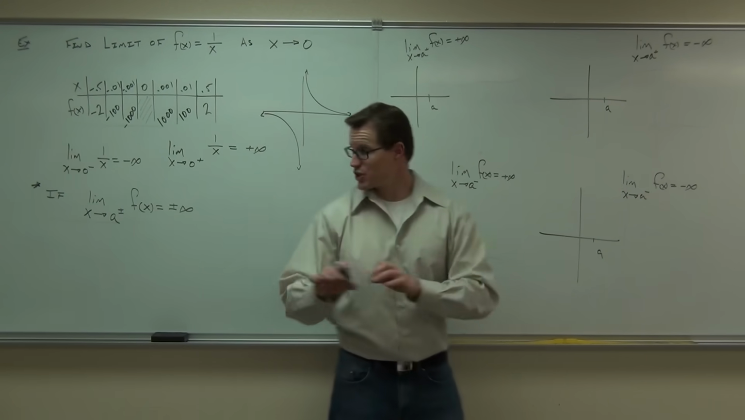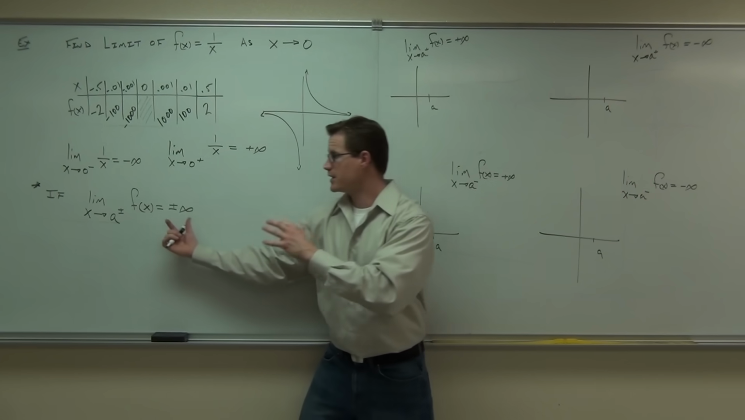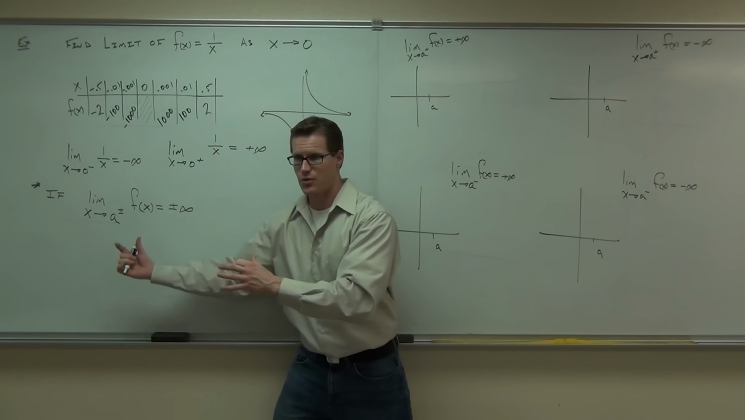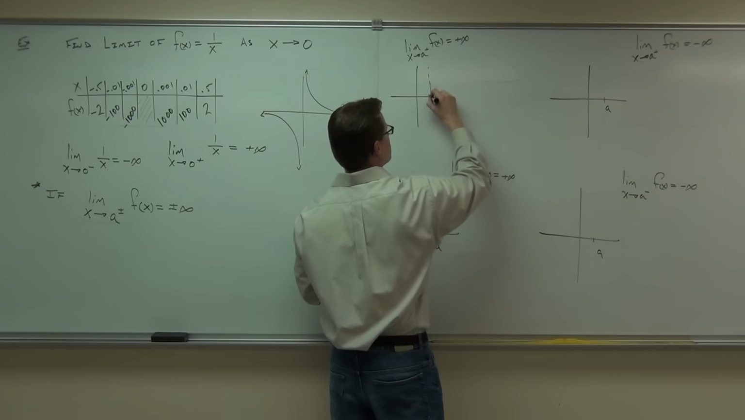In either case, we just talked about this, if your function is going to positive or negative infinity, when x is going to a from the left or the right, you're going to have an asymptote. So every one of these is going to be an asymptote.